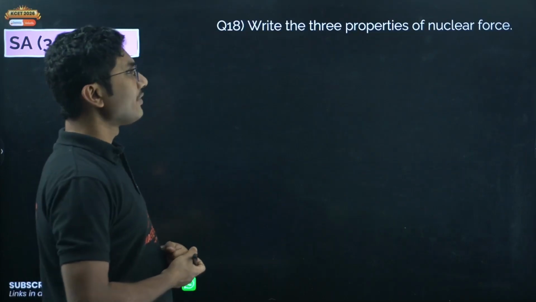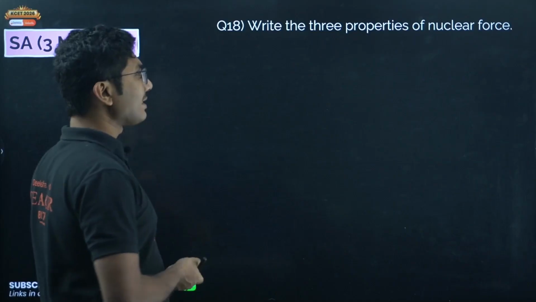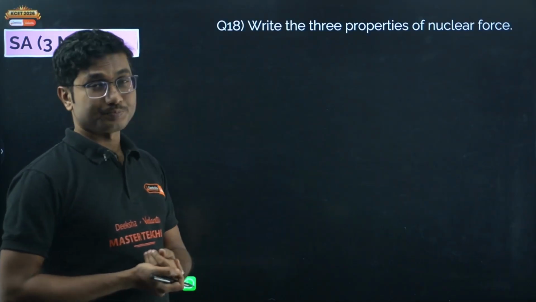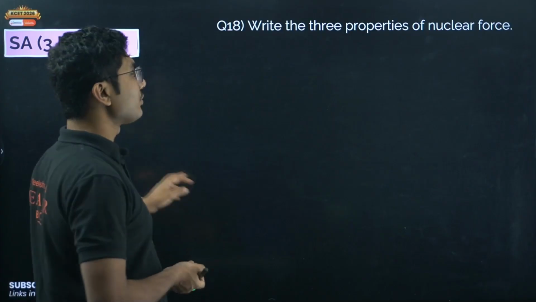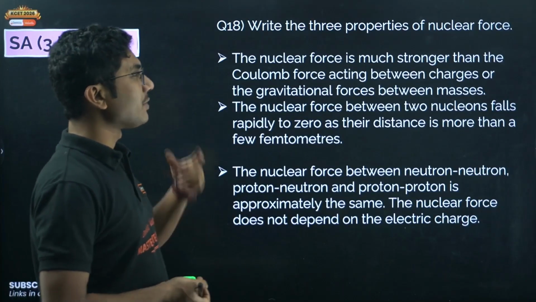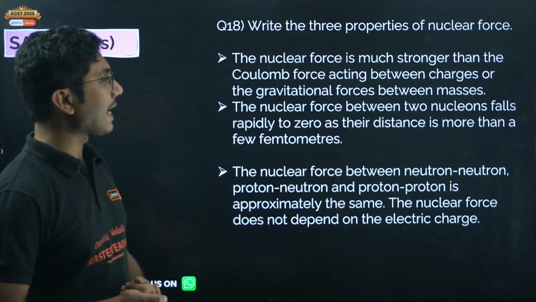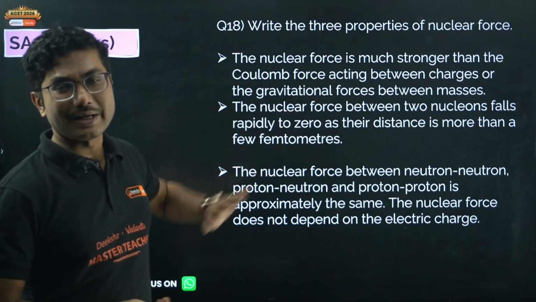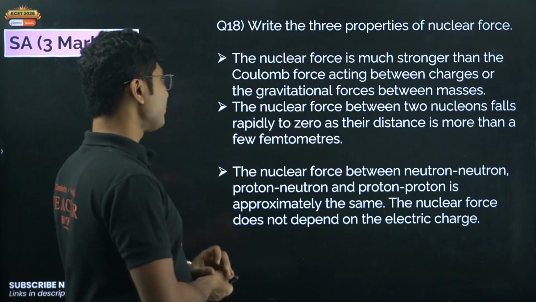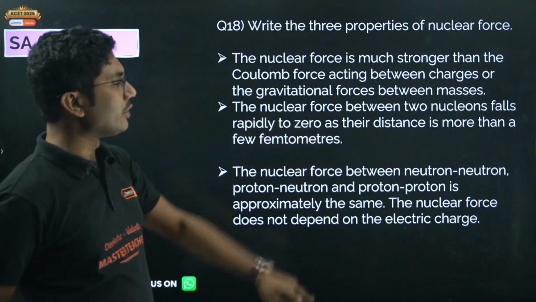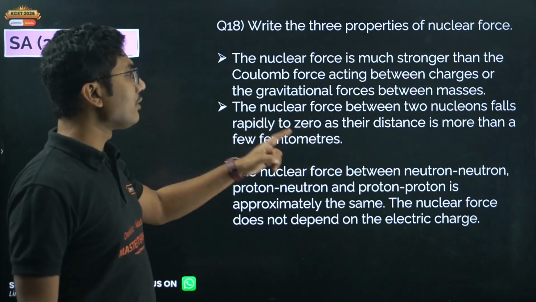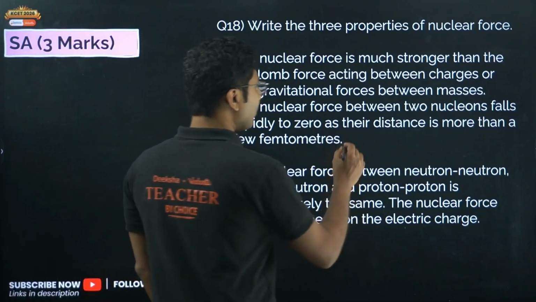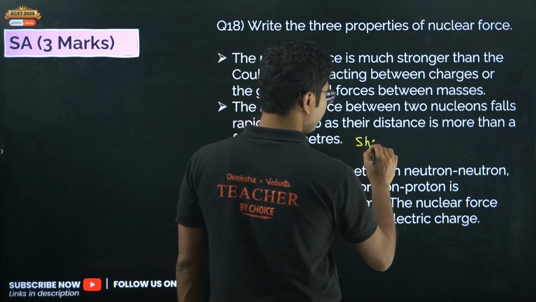Next, write three properties or three characteristics of nuclear force. So the nuclear force is much stronger than the Coulomb force acting between charges or the gravitational forces between the masses. You can write that nuclear force is the strongest force. The nuclear force between two nucleons falls rapidly to zero as their distance is more than a few femtometers, or nuclear force is a short range force.